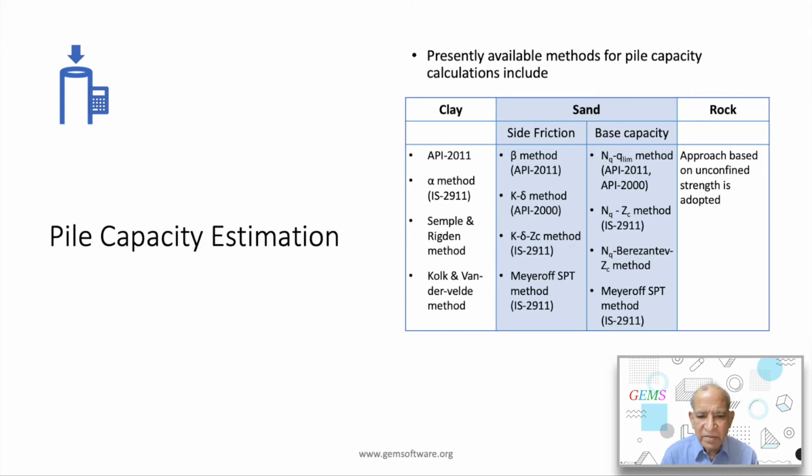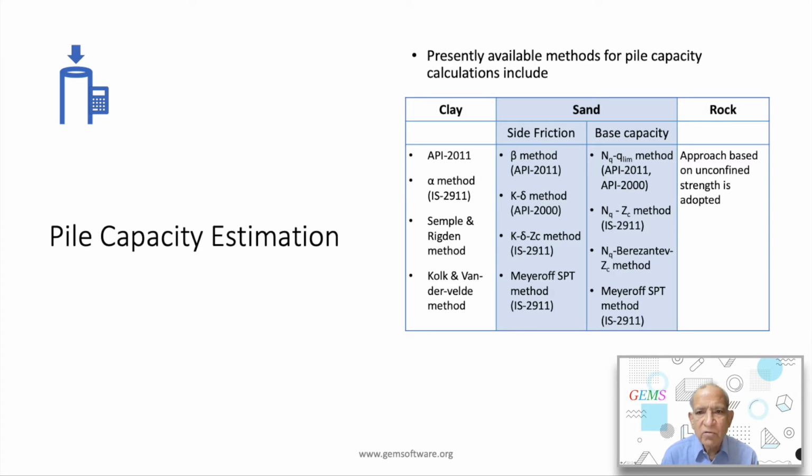Meyerhof's SPT method, based on the average N value of the layer, is also available. Base resistance is estimated as Pv' times Nq, where Nq is the bearing capacity factor.